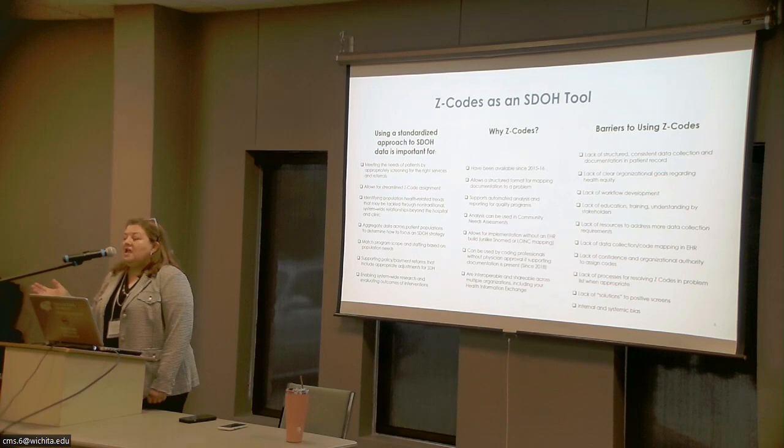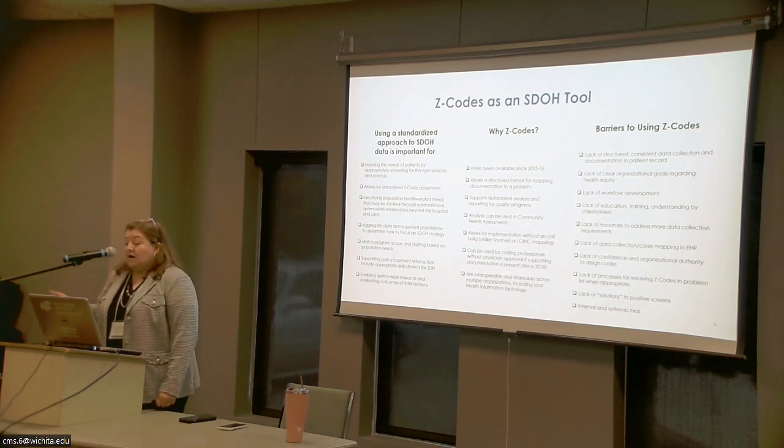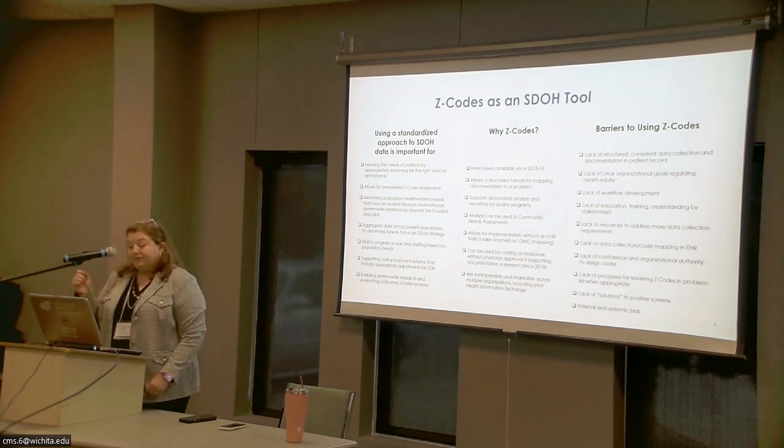So, if a doctor says they have congestive heart failure, there's usually corresponding documentation like an echo with an ejection fraction that's going to tell you and support that, yes, they do have heart failure and that supports that problem. Same concept here. You have a Z code, but you got to have documentation to support that. It supports automated analysis and reporting for your quality programs.